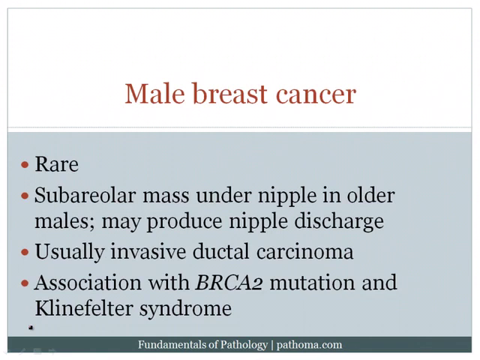Male breast cancer is the last discussion that we want to have, and all I'd like to say about this is, number one, it's rare. Remember that for every 100 cases of breast cancer, only one will involve a male, whereas 99 will be seen in a female. It presents as a subareolar mass. That's to be expected because we know that the vast majority of breast tissue is in the subareolar region in a male, whereas again, the vast majority of breast tissue in a female is in the upper outer quadrant. So usually it's going to be in an older male, and it can produce nipple discharge, and the reason it produces nipple discharge is because the tumor is developing right underneath the nipple.